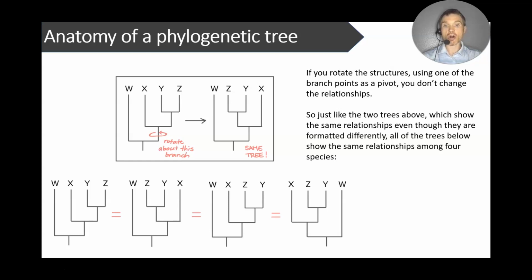In fact, all the different branches you see on this tree all represent the same evolutionary relationship. All we've done is we've rotated at the branch point. Some students get mixed up on that, so just be aware of that concept.